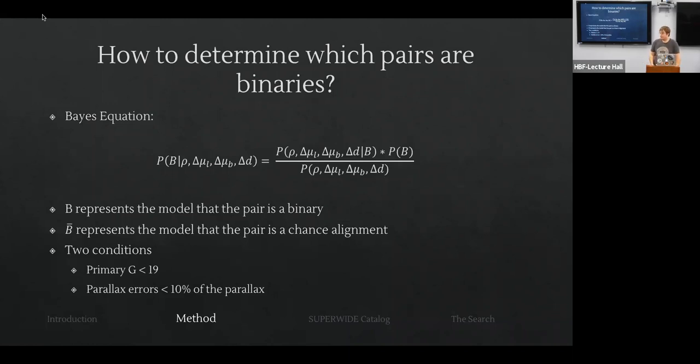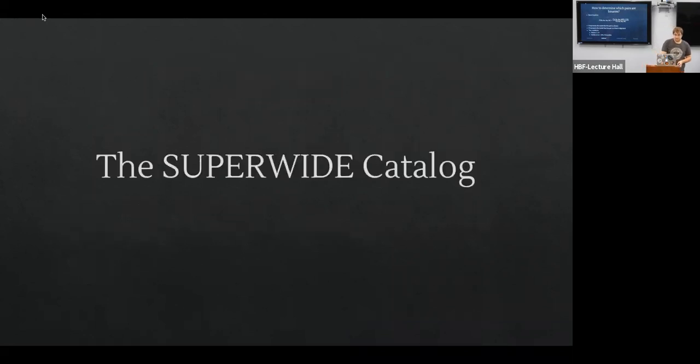When you say primary, does that mean that one of the stars has to be brighter than 90th magnitude? Yes. I'll talk about this later on because I do change the definition of what I call a primary and secondary. But for this initial part, primary is the brighter one because we have no masses for them. So with that, run it through these probabilities, and we get the SuperWide Catalog.